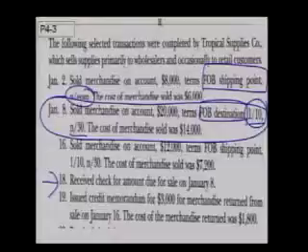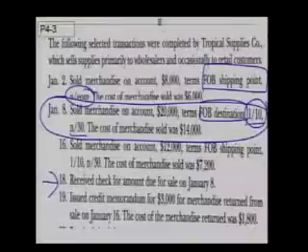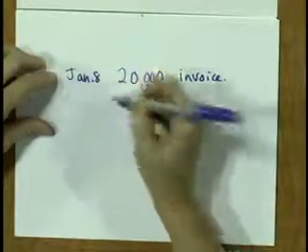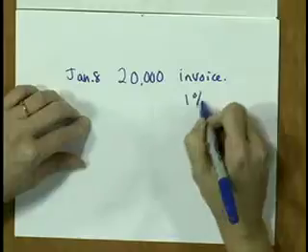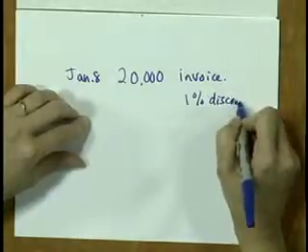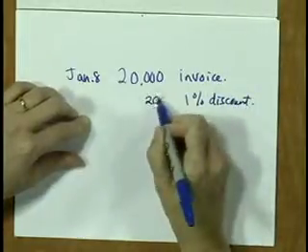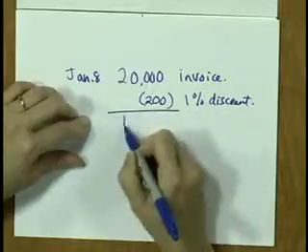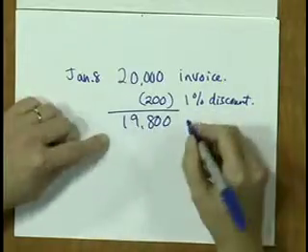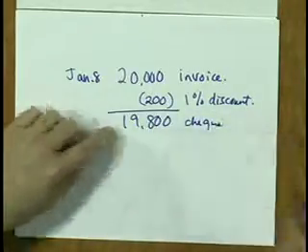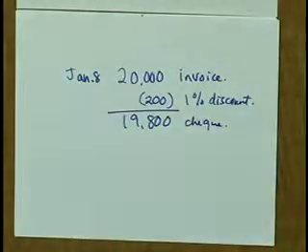So I'm going to just put this on another piece of paper. So you had issued a $20,000 invoice on January the 8th. They're paying within 10 days, so they get a 1% discount. Is that $200? So the amount of the check is going to be $19,800. Okay? So that's what's going on January the 18th.